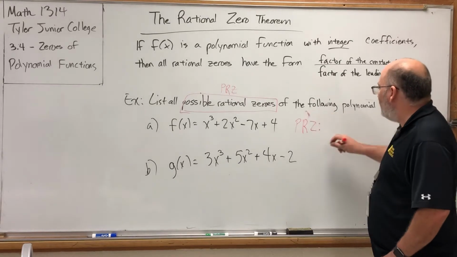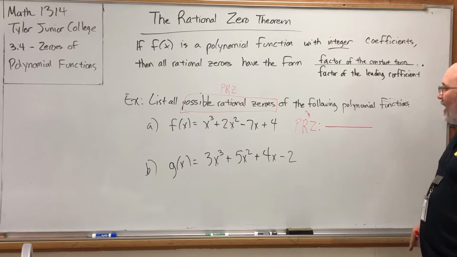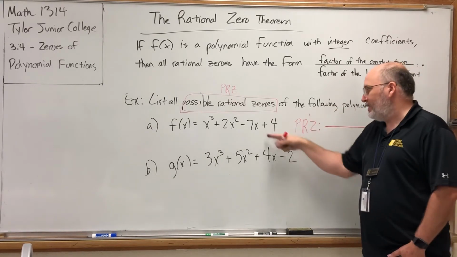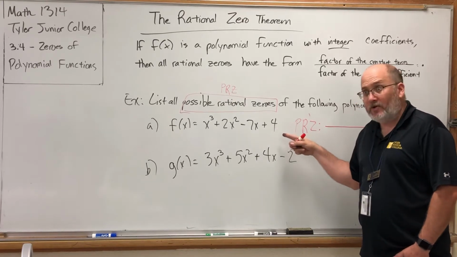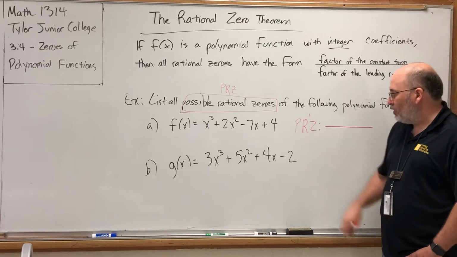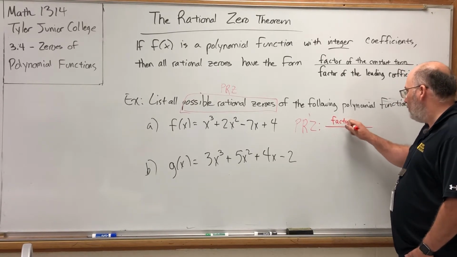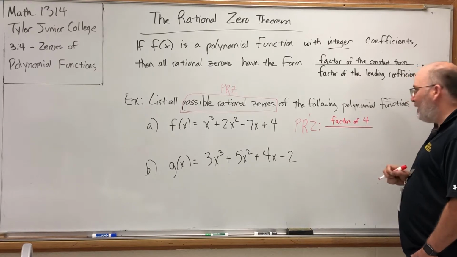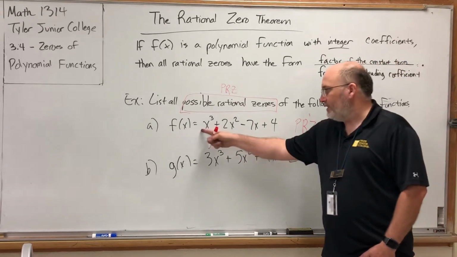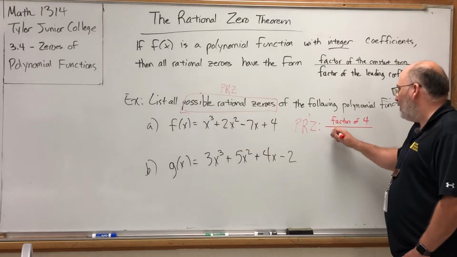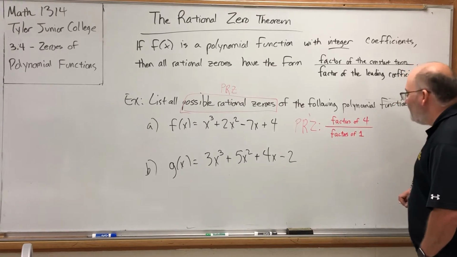For the list of possible rational zeros, we start by listing factors of the constant term on the top. The constant term is the number at the end, if it's in general form. More specifically, it's the number that doesn't have a variable on it. So the constant term, being 4, means that we want factors of 4 as possible numerators. The denominators are factors of the leading coefficient. The leading coefficient is 1. So in the denominator, we want factors of 1. Well, this is going to be a pretty easy list to make.